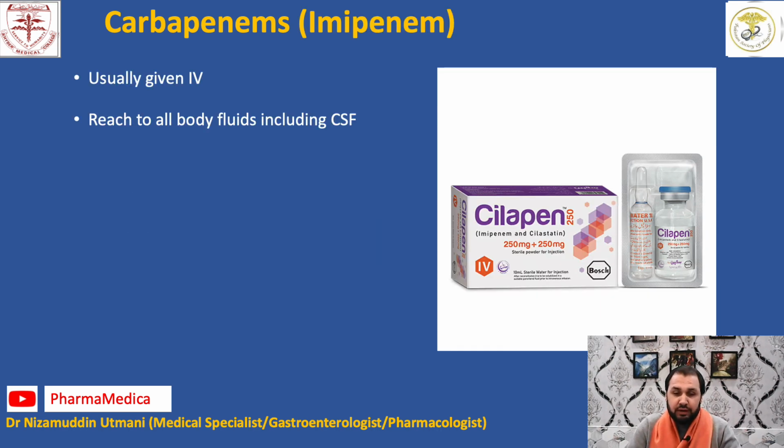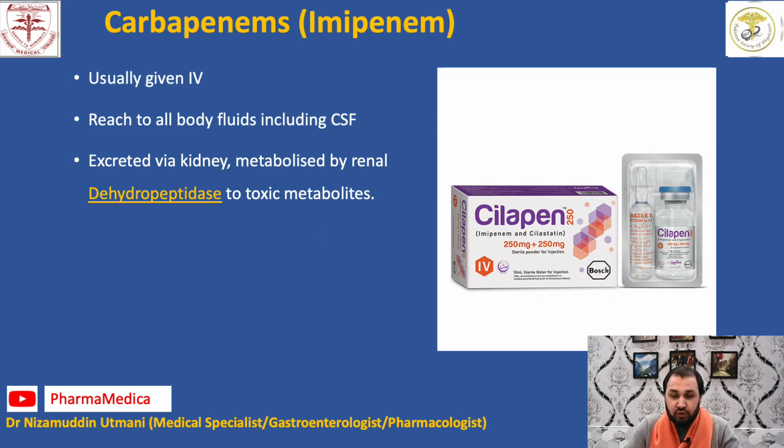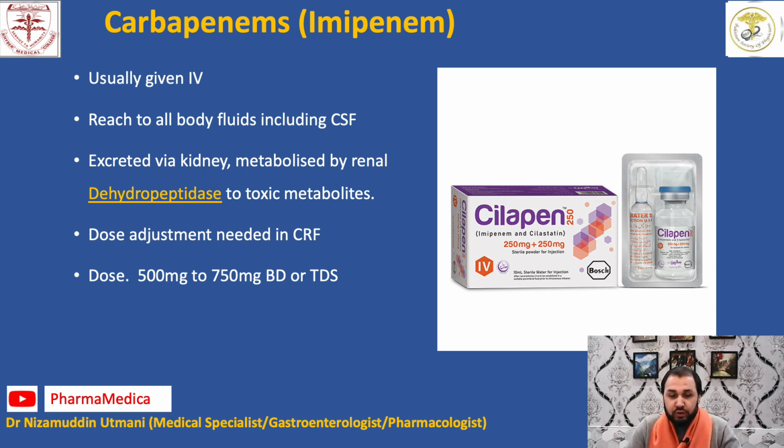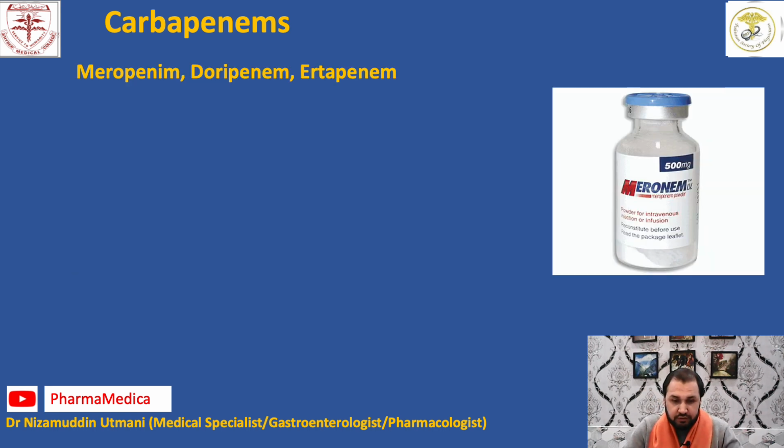So we usually combine this drug with another drug, which we call cilastatin. Cilastatin blocks the dehydropeptidase enzyme, so it can protect the drug, and it can protect the kidney from the adverse effect of this drug. It is usually given parenterally. It reaches all body fluids, including the CSF. It is excreted by the kidney, and it is metabolized by the renal dehydropeptidase enzyme to toxic metabolites. So dose adjustment is needed in chronic renal failure, and usually the common dose is 500 milligram or 750 milligram.